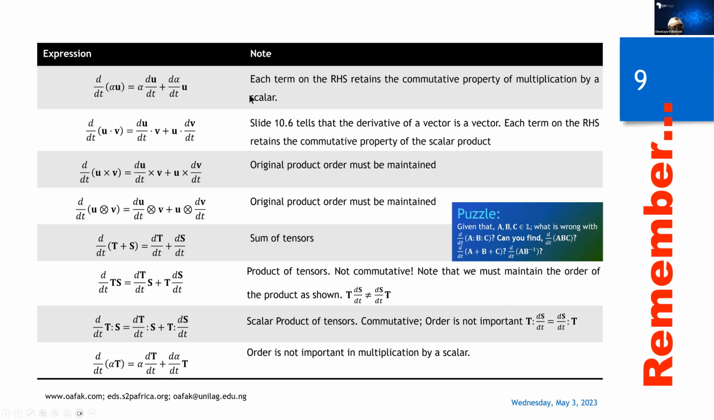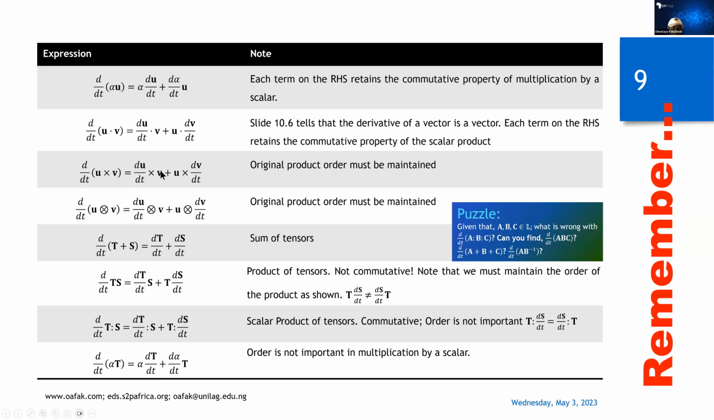And so if you are differentiating a scalar multiplied by a vector, this is what you get. You are differentiating a dot product with respect to scalar t, this is what you get. You are differentiating a vector product, this is what you get. You are differentiating a tensor product, this is what you get. Here, the thing becomes complicated in these two cases. Remember that these things are not commutative.